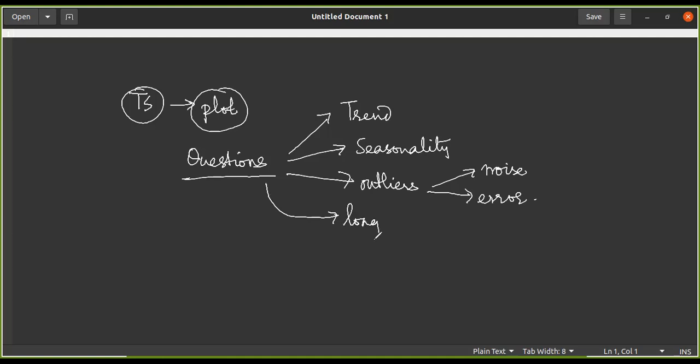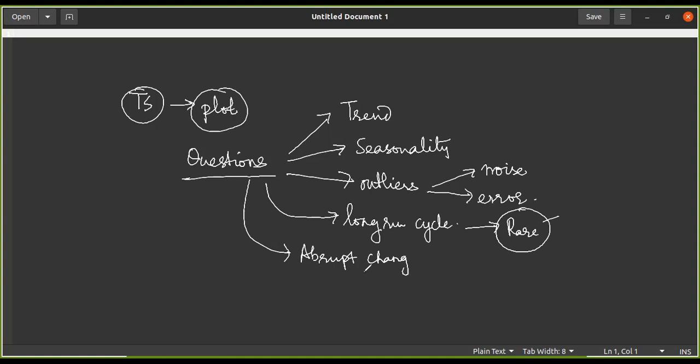There are other things also which we look into. Is there any long-run cycle? If at all, this will be rare, but are there any cyclic patterns seen in the data, right? Also, are there any abrupt changes which we find in the data or in the plot itself?